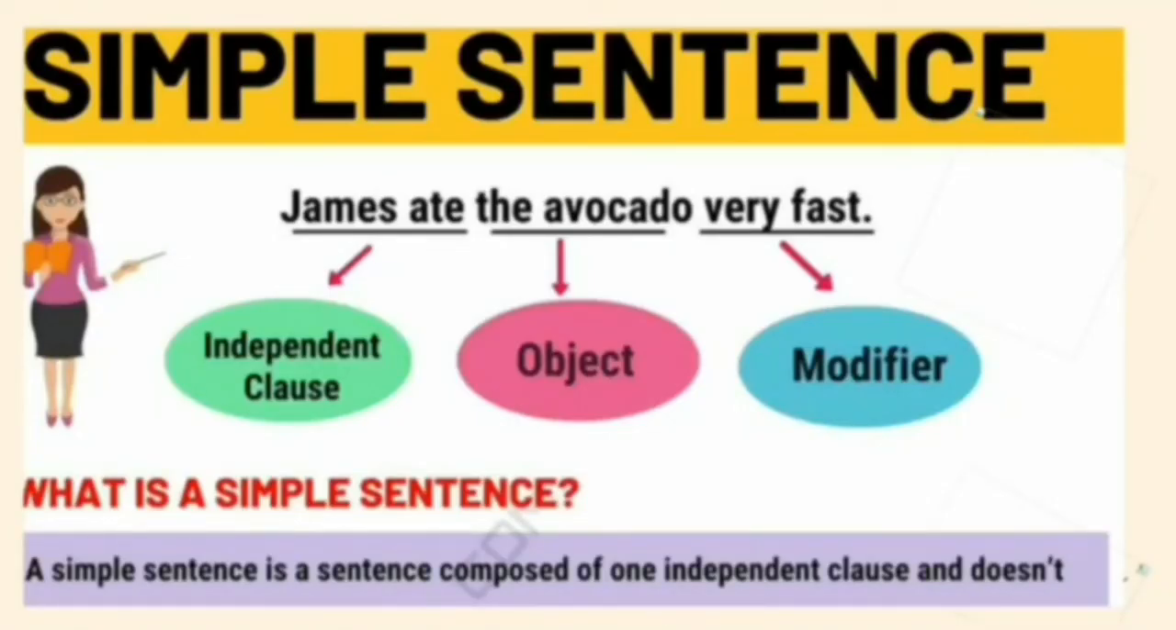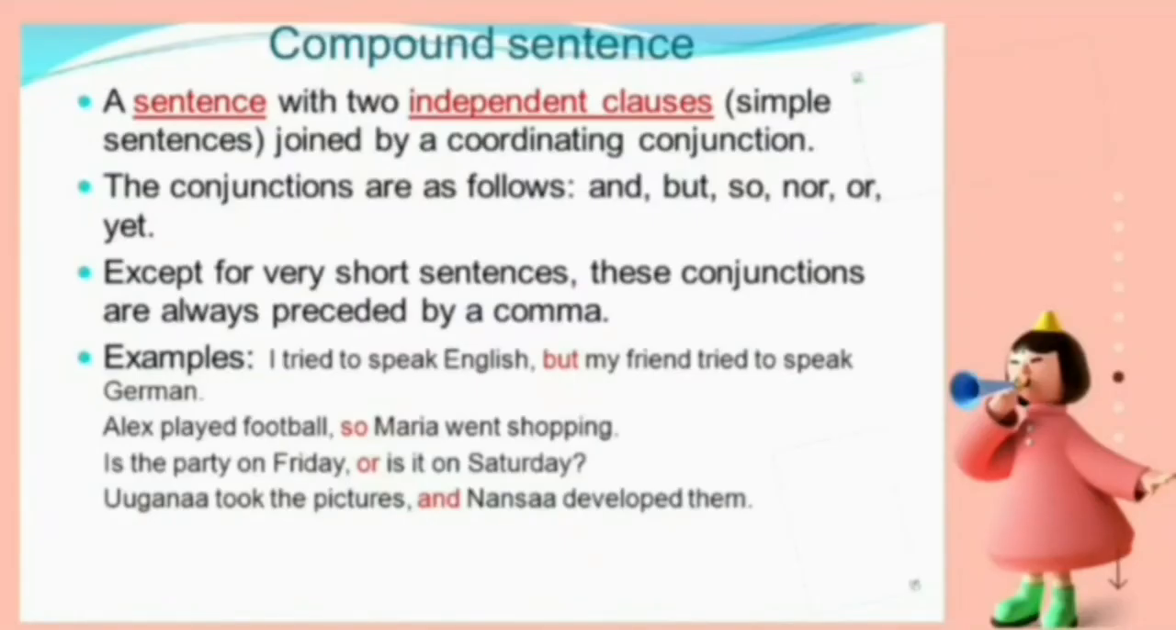Now let's study further about the simple sentence. A simple sentence is a sentence composed of one independent clause. For example, James ate avocado very fast. So the independent clause is James ate; the avocado is the object and very fast is the modifier.